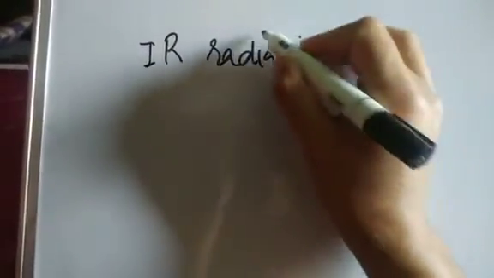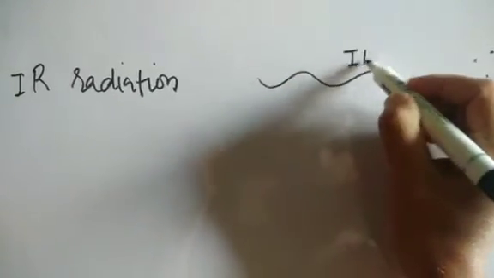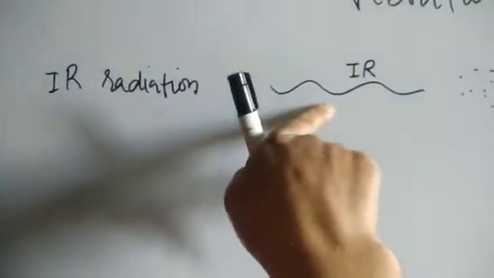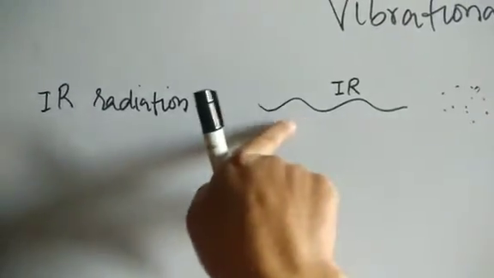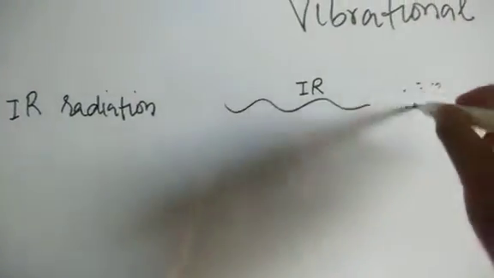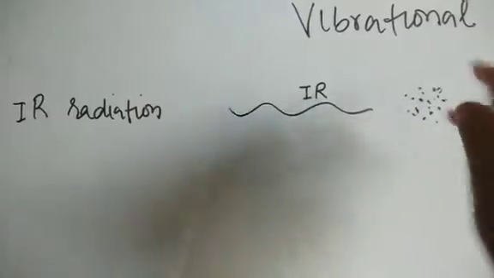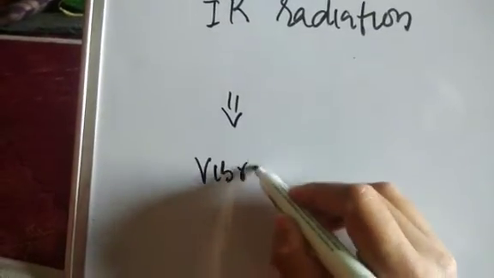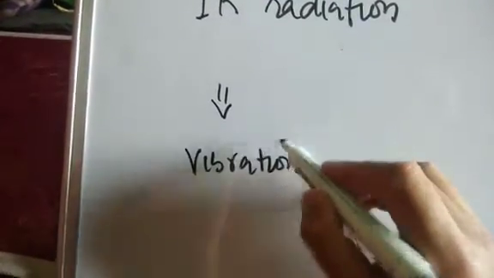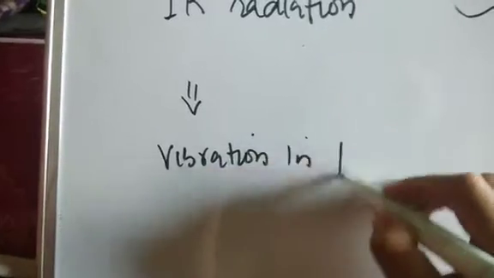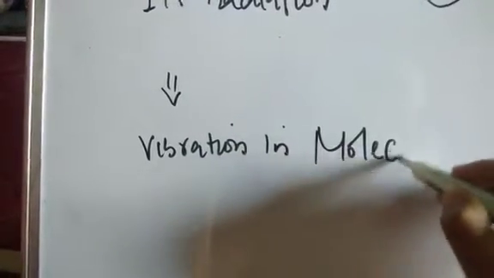So that means when we talk about the interaction of electromagnetic radiation with matter, which is called spectroscopy, the radiation used here is the IR radiation, number one. Now once we use this radiation and it strikes the matter, it's absorbed, so it results in some change. That change is that it results in vibration in the molecule.